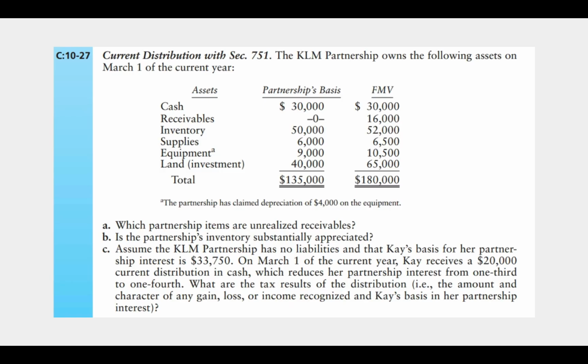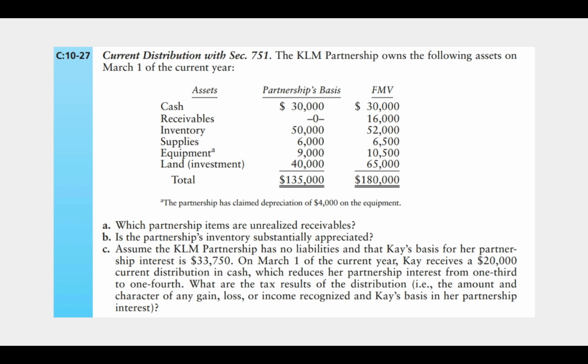C, assume the KLM partnership has no liabilities and that K's basis for her partnership interest is $33,750. On March 1 of the current year, K receives a $20,000 distribution in cash, which reduces her partnership interest from a 1/3 to a 1/4 interest. What are the tax results of the distribution, the amount paid and character of any gain, loss, or income recognized, and K's basis in her partnership interest?